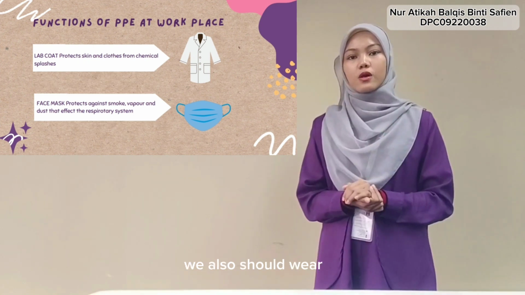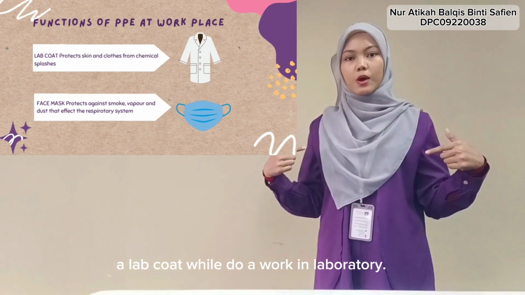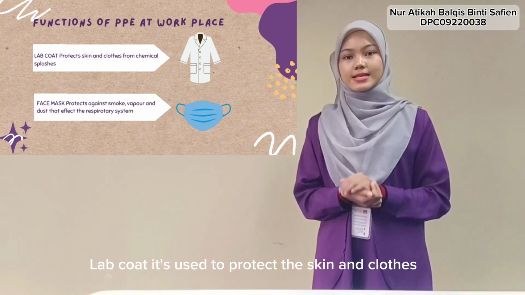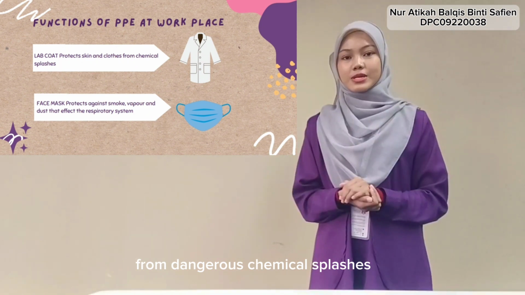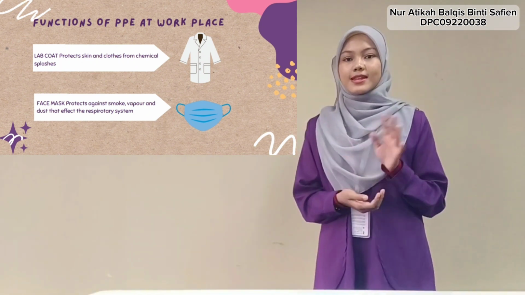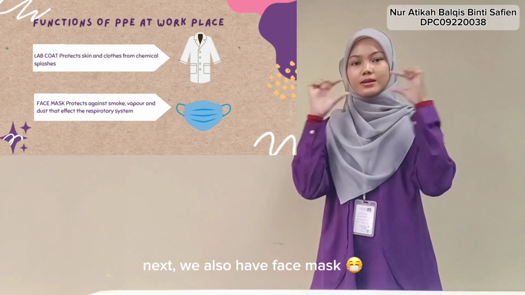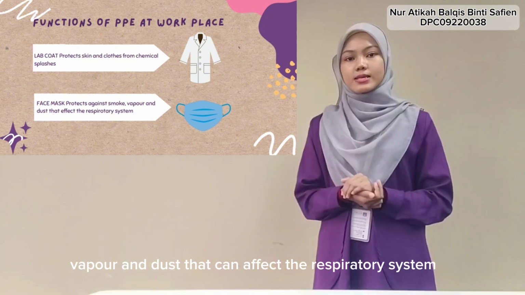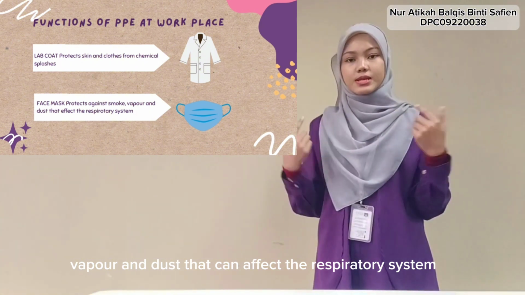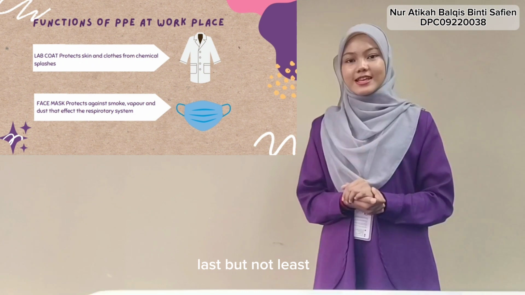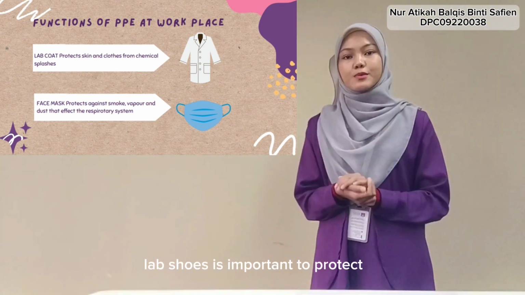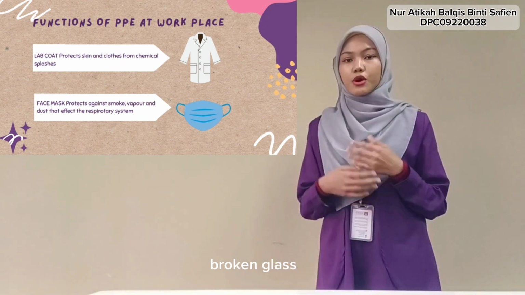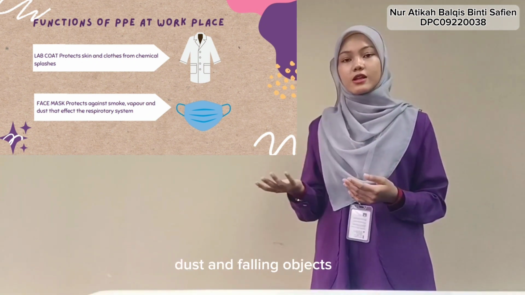Other than that, we also should wear a lab coat while doing work in laboratory. A lab coat is used to protect the skin and clothes from dangerous chemical splashes. Next, we also have a face mask. It is used to protect against smoke, vapor, and dust that can affect the respiratory system. Last but not least, we have lab shoes. Lab shoes are important to protect the feet from chemical spills, broken glass, dust, and falling objects.